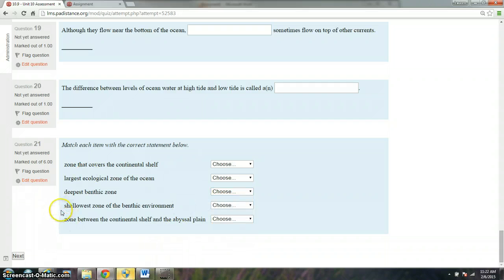The fourth statement, the shallowest zone of the benthic environment. Basal, oceanic, intertidal, hadal zone, neritic zone, or abyssal zone. The shallowest zone of the benthic environment.